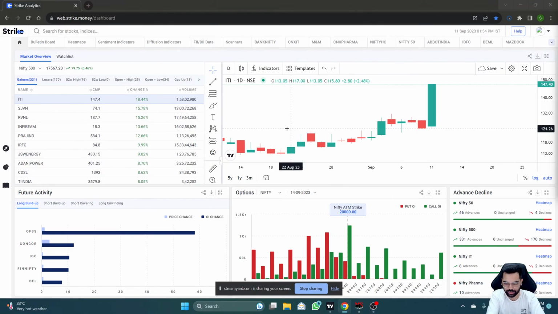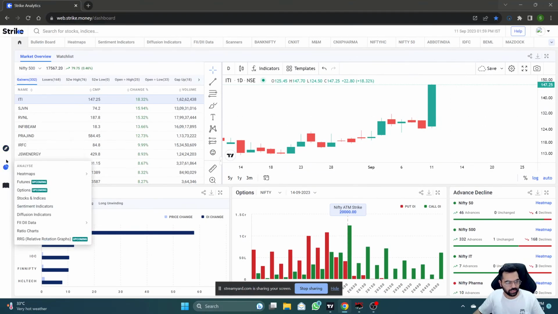But let me begin by discussing what all new things we have added in the Strike platform for you guys. So let me show you. First of all, you have the feature of saving your own indicator templates as well as layouts in the charts. So you can now save all your work and access it from Strike itself.